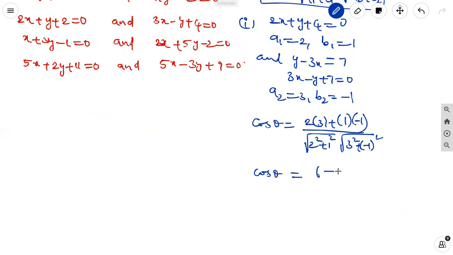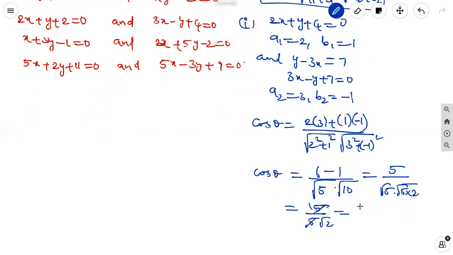Cos theta equal to 2 3s are 6 minus 1, 1s are 1, by under root of 2 2s are 4 plus 1, root 5, under root of 3 3s are 9 plus 1. So 5 by root 5 into root 5 into 2. 5 2s are 10. Root 5 into root 5 is 5. So 5 by 5 root 2, the 5s cancel, 1 by root 2. 1 by root 2 is the cos 45 degrees value. So angle theta equal to 45 degrees. This is the solution for the angle between the two lines.